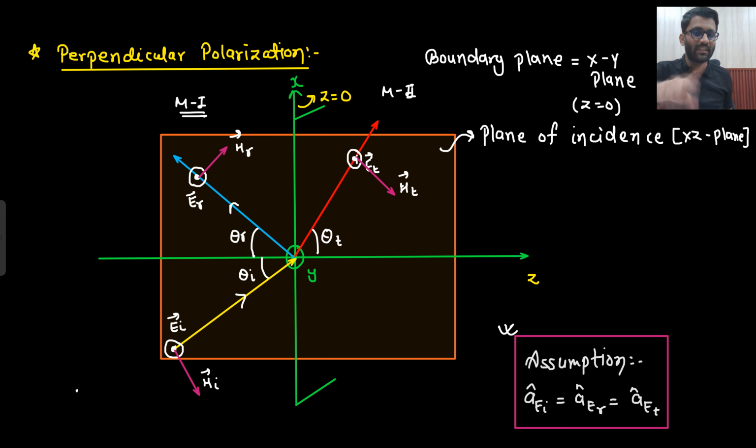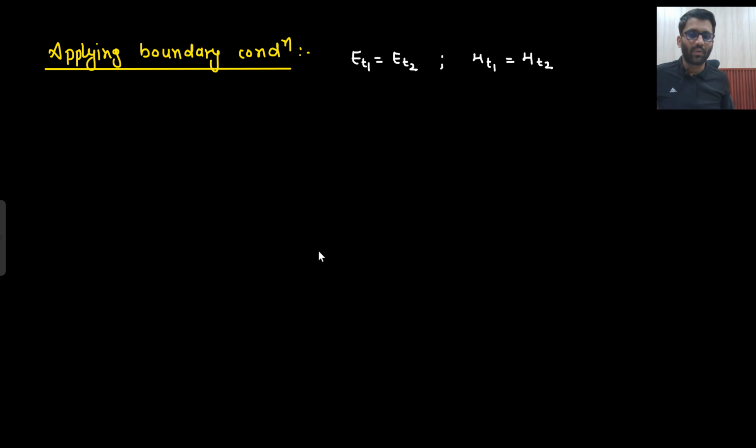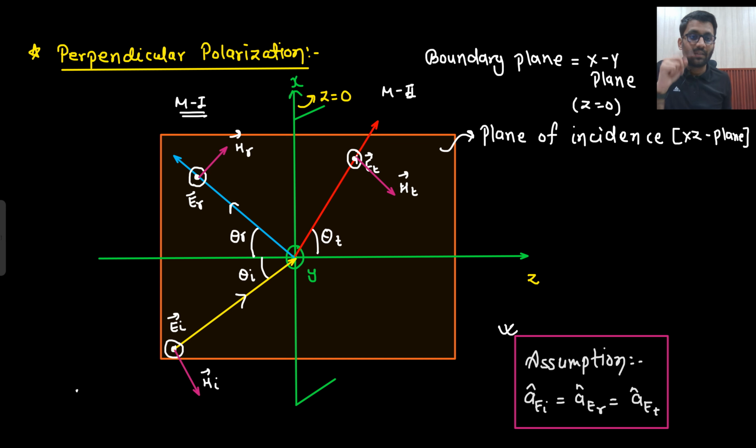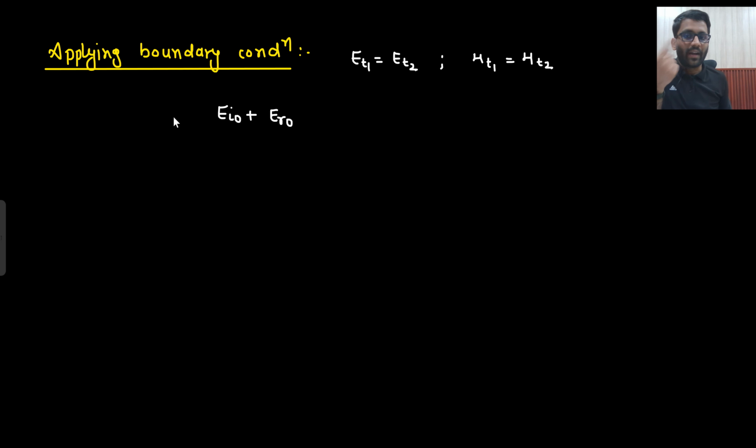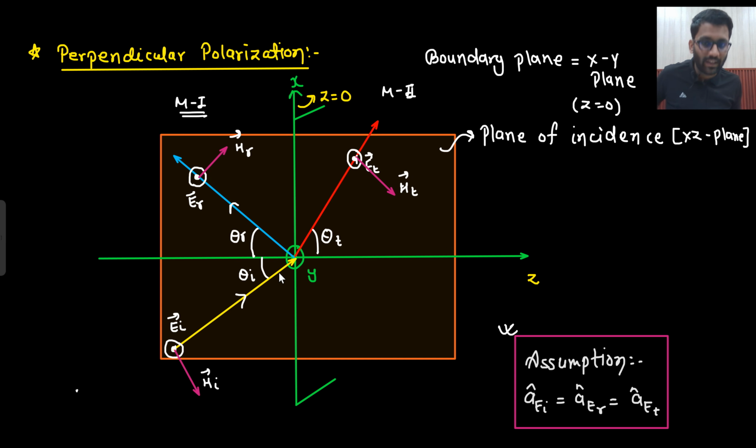So E_io plus E_ro. In medium 1, what you are having? In medium 1, you are having E_io plus E_ro. Why am I putting plus? Because both are in the same direction, E_io and E_ro. Both are in the same direction. And I am applying the condition at z equals to 0. I will apply the condition just at the boundary.